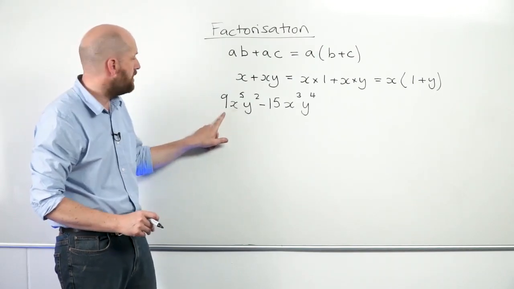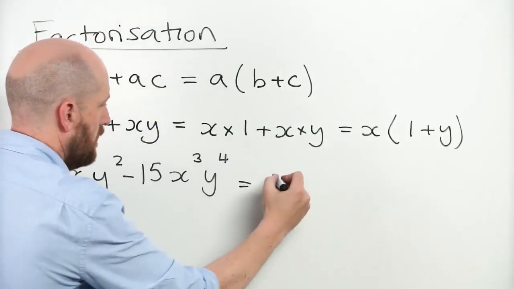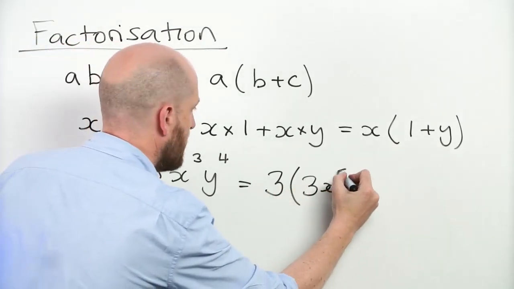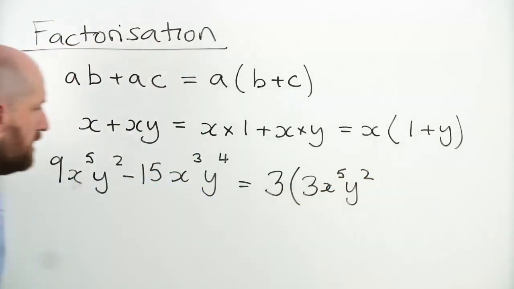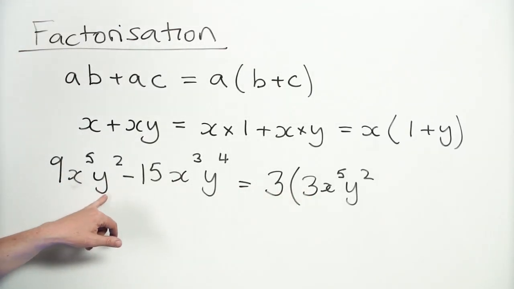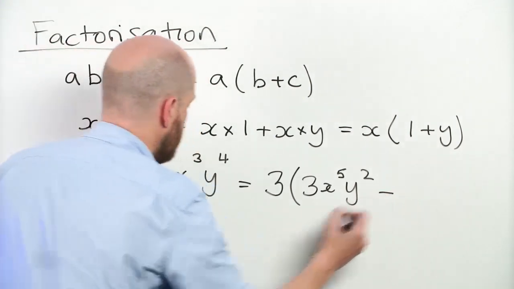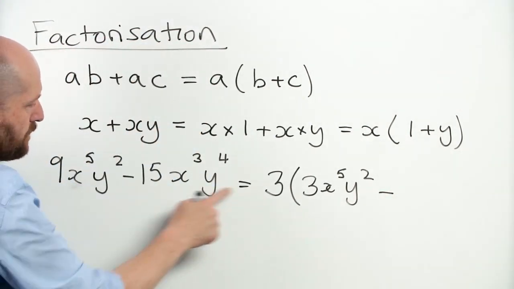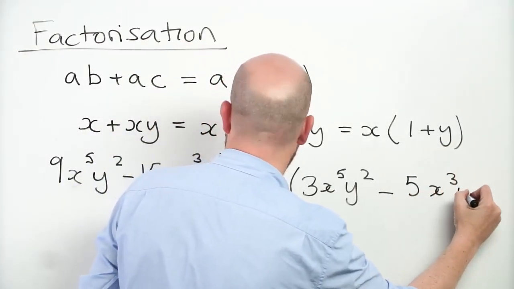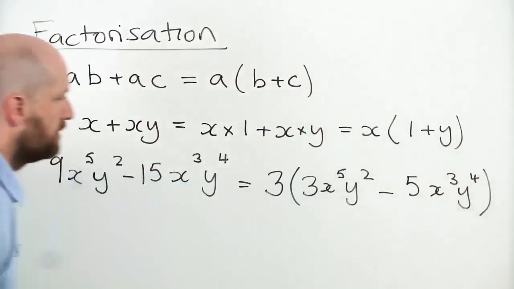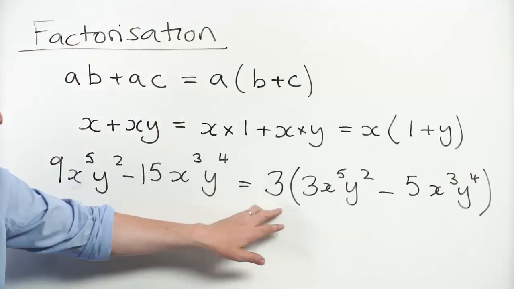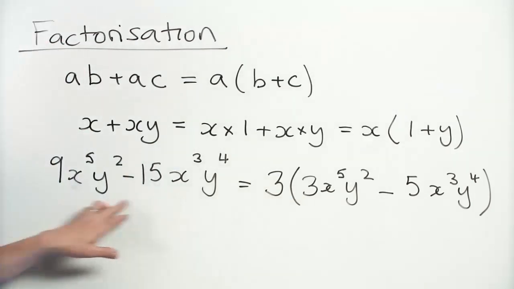So I could rewrite this as 3 times 3x to the power 5 y squared. So again, expanding out that, 3 times 3 would give me 9x to the 5 y squared, minus, taking a factor of 3 out of this expression, would be 5x to the power 3 y to the power 4. Again, let's go backwards and just check. If I use the distributive law to multiply out this bracket, I do indeed get this.